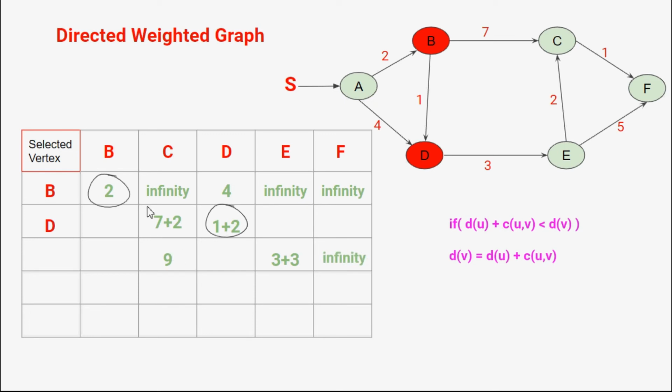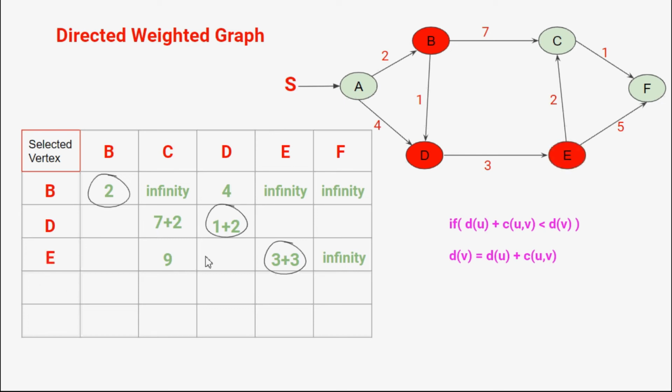Now B we have chosen, D we have chosen, we cannot perform operations on them again. So here we are going to have only 3 vertices left, that is C, E and F. Out of C, E and F, which has the lowest cost? That is E. So we are going to select E now. E is going to be the selected vertex, so we'll write E here.